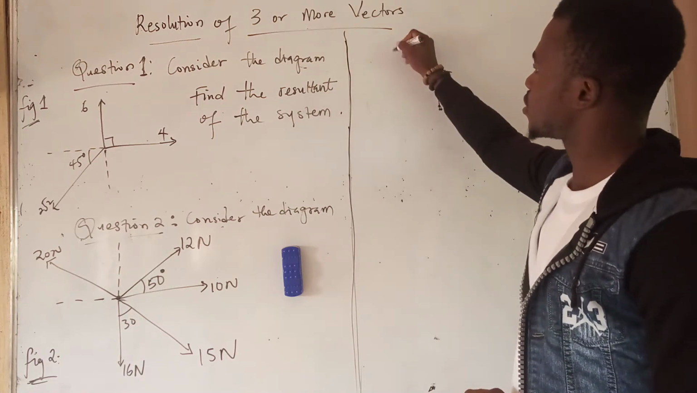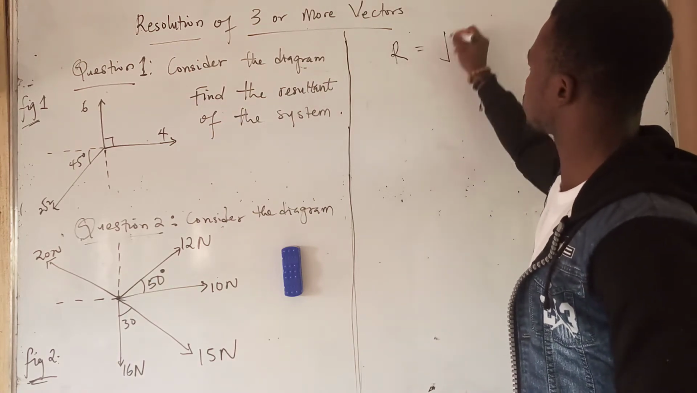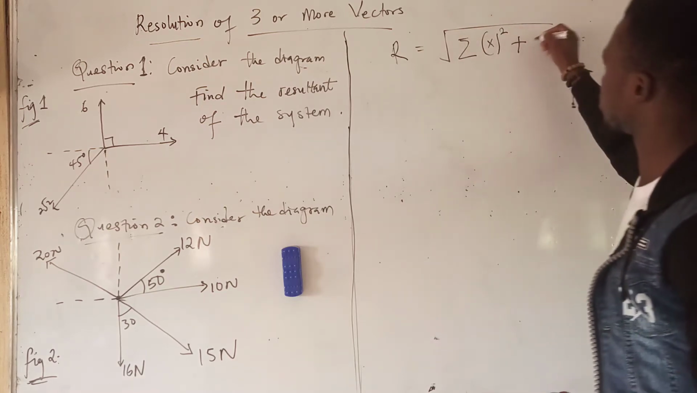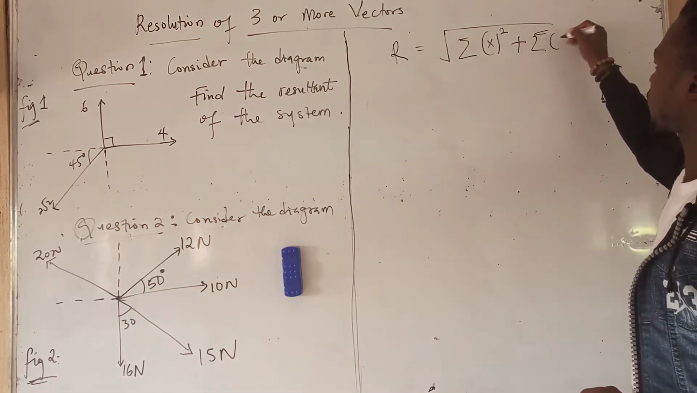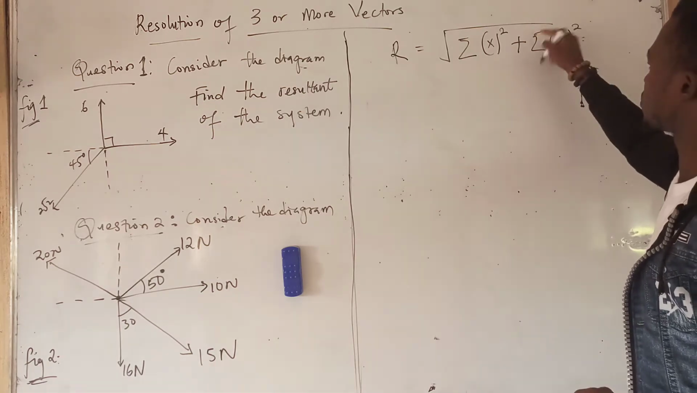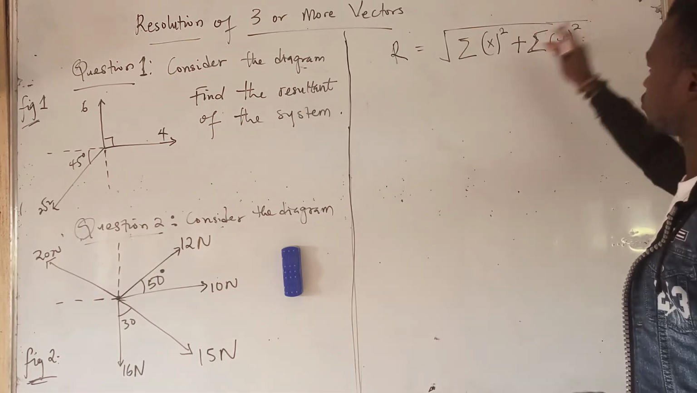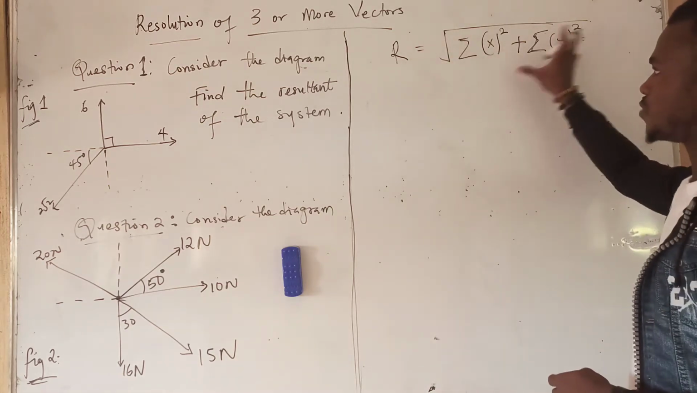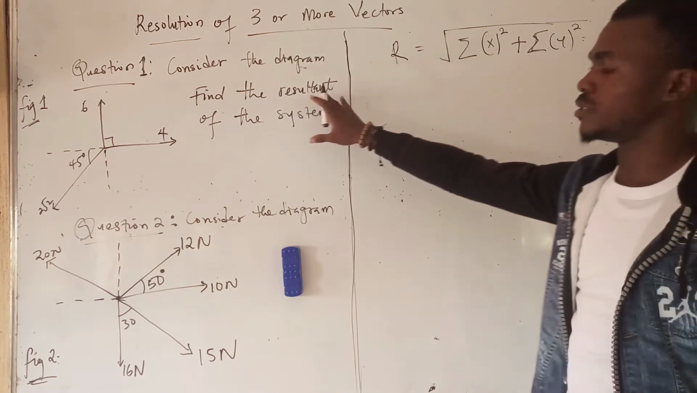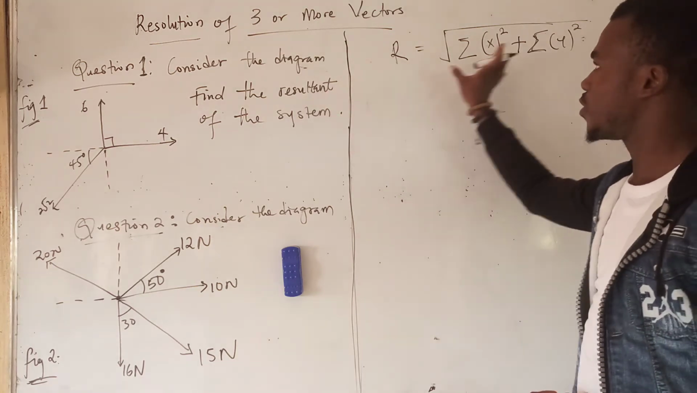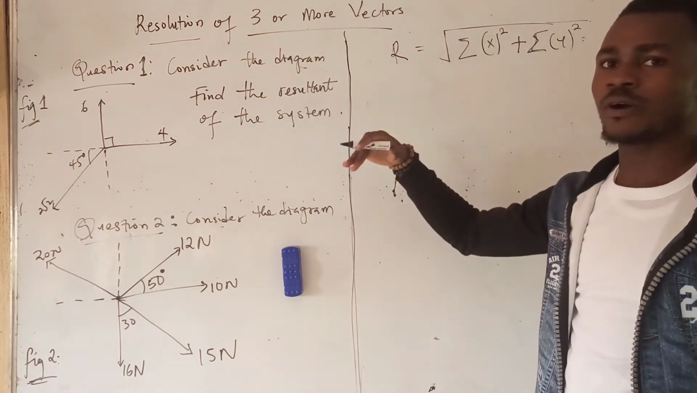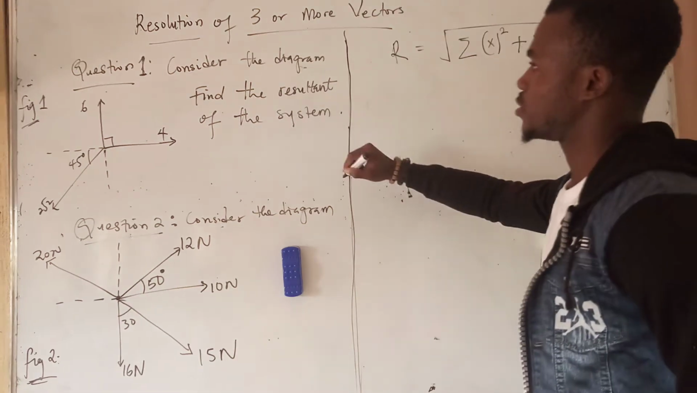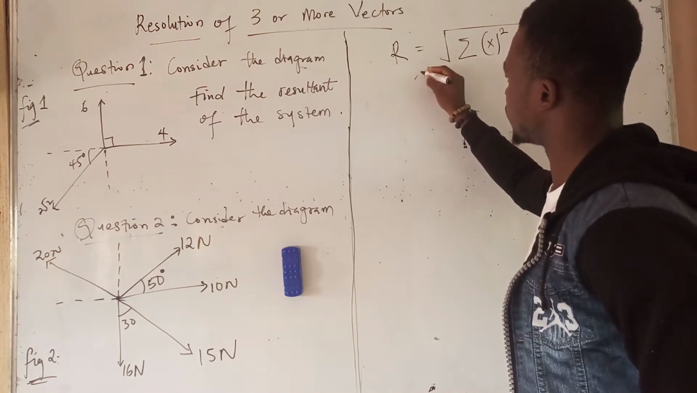Alright, so if we are going to resolve these vectors and get the resultant, we are going to know that the resultant R is equal to the square root of the summation of x squared plus the sum of y squared. Once we get this, take the square and take the square root of everything. What we get is the resultant. But before we do that, what we are trying to do is to resolve the vectors. Now if we look at this question here, we need to take note of this.